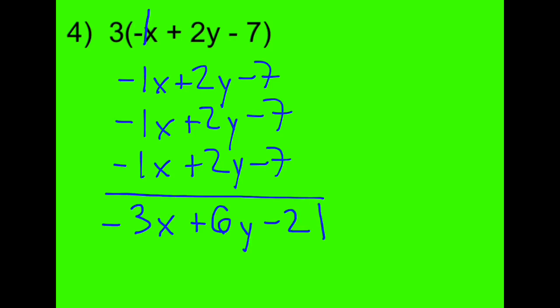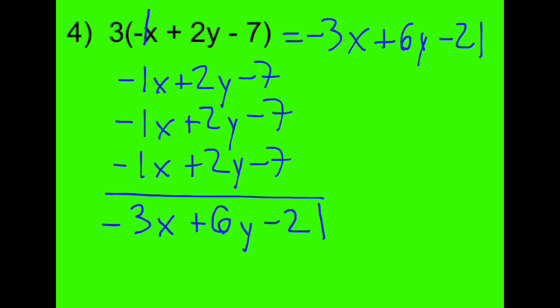The shortcut. Positive 3 and negative 1. Multiplying those gives you negative 3x. Positive 3, positive 2. Multiply those gives you positive 6y. And positive 3 times negative 7 gives you negative 21. There you go, kids. The distributive property in algebra. The reason we use this is to simplify expressions by making the parentheses disappear.